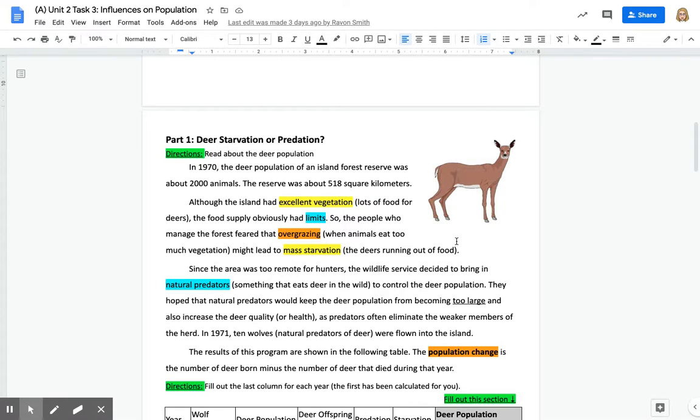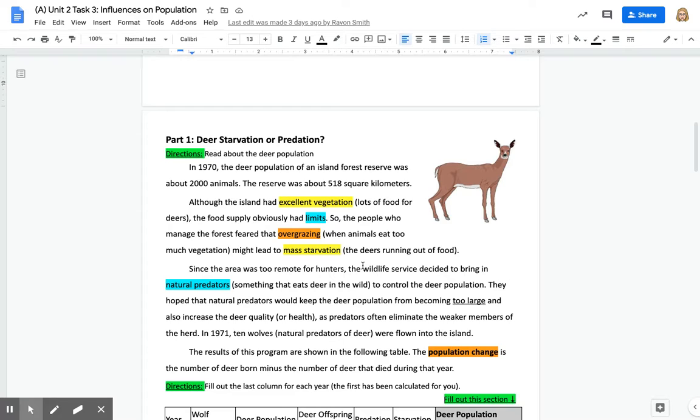Okay, great. So you read the paragraph, and what's the problem here? There's a deer population on an island. The island has excellent vegetation, so the deer have lots of food, but the food supply has limits. They're on an island, they can only eat what's on that island. And so the people who manage the forest are worried that overgrazing will lead to mass starvation.